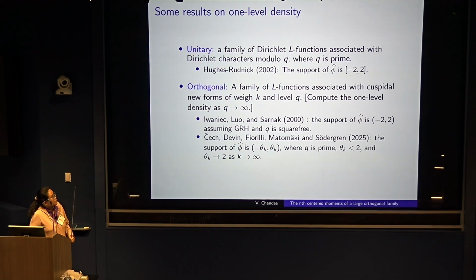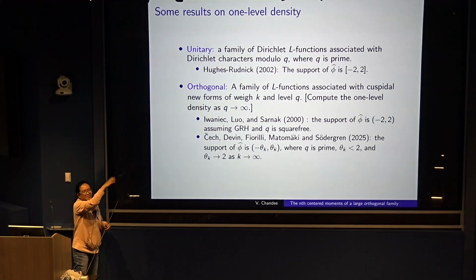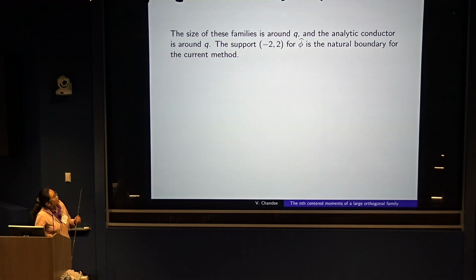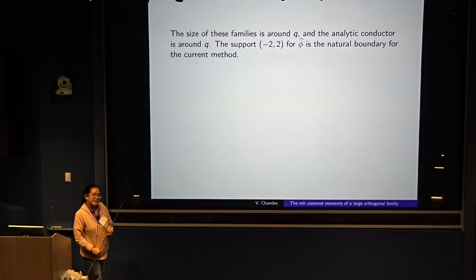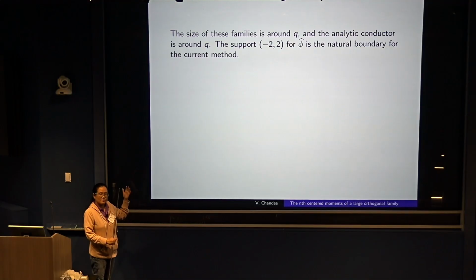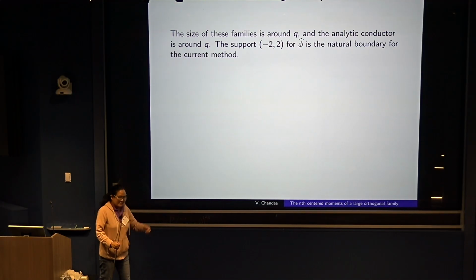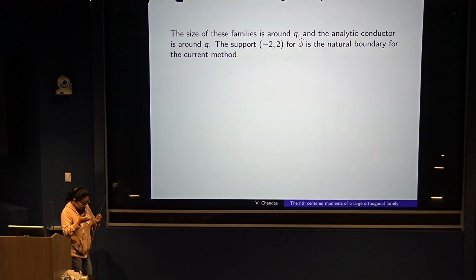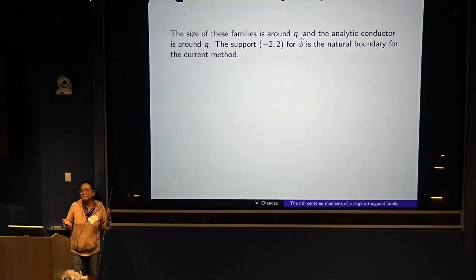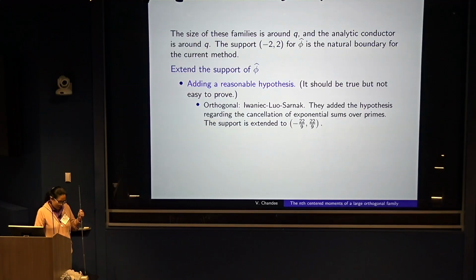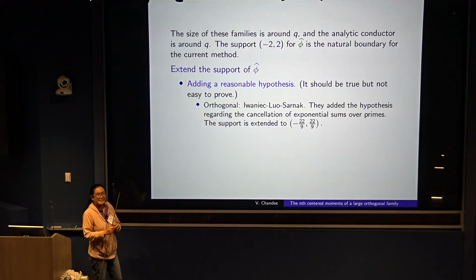All right. And what do these two families have in common? First, you can see that the boundary, that is the support, is -2, 2. But another thing they have in common is that the size of this family is around Q, and the analytic conductor of this L-function is also around Q. It turns out that this is a natural boundary for the current method that we have and the understanding about the sum over primes that we have.